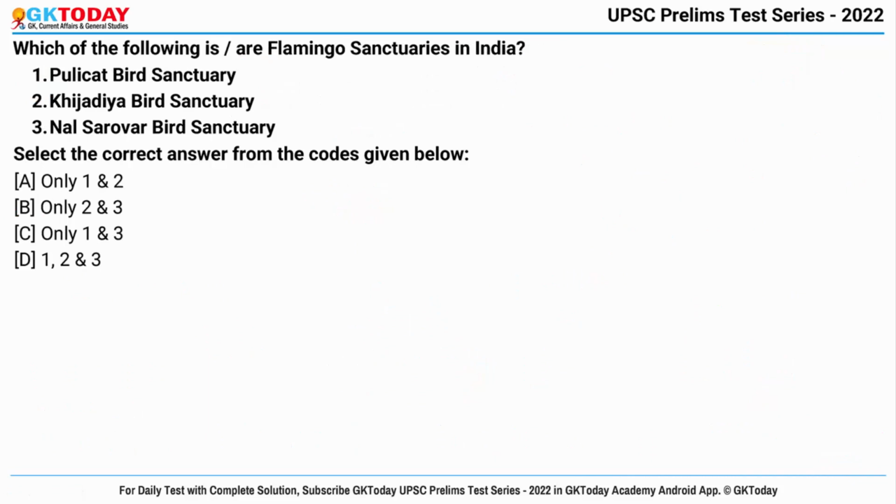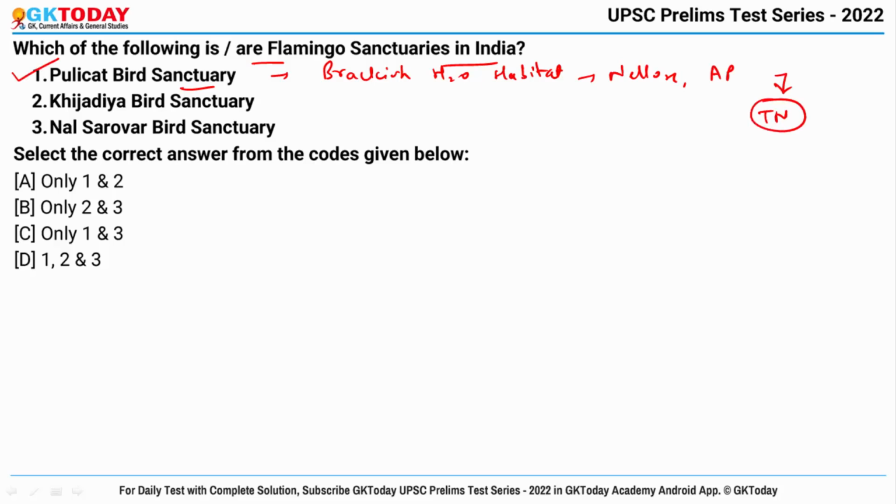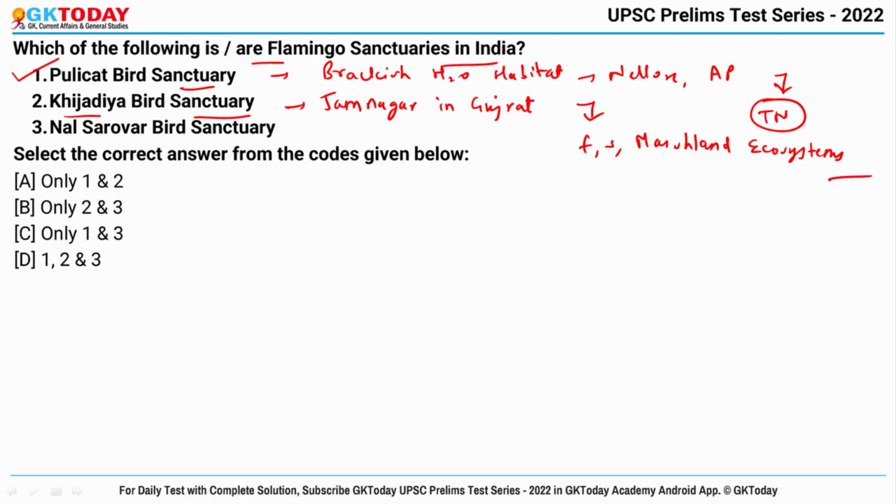Now next question, which of the following are flamingo sanctuaries in India? First is Puducherry Bird Sanctuary. It is a brackish water habitat for flamingos in Nellore, Andhra Pradesh, and a part of the sanctuary spans into Tamil Nadu. Okay, so this is right. Second is Khijadia Bird Sanctuary. This is located in Jamnagar in Gujarat, and the sanctuary has freshwater, saltwater and marshland ecosystems. So this is also correct.